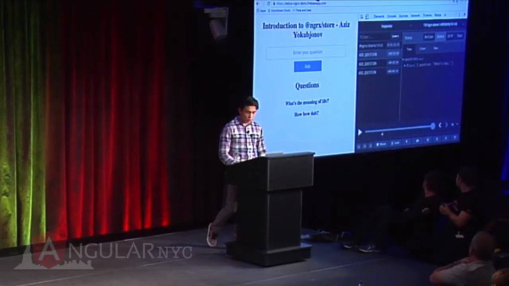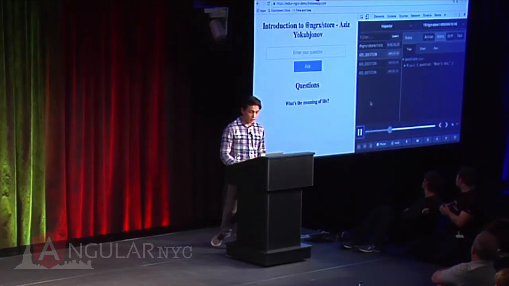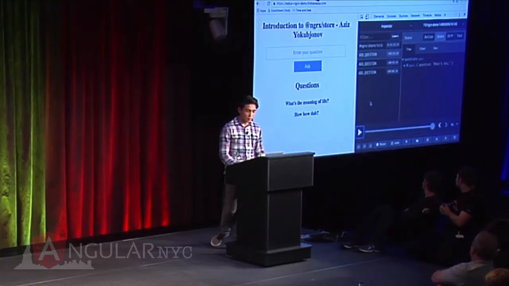Moreover, we can also rewind those actions and replay them. So we can go to the initial state and then click the play button and see how actions are coming up.